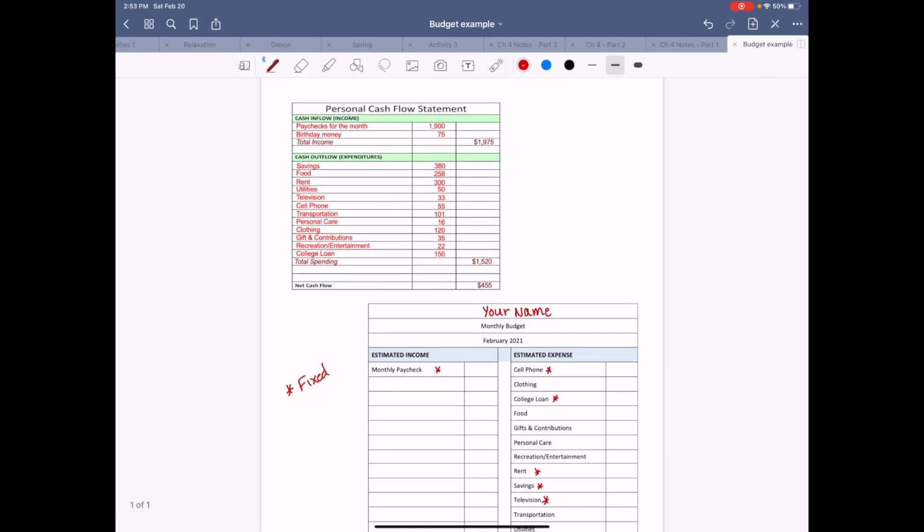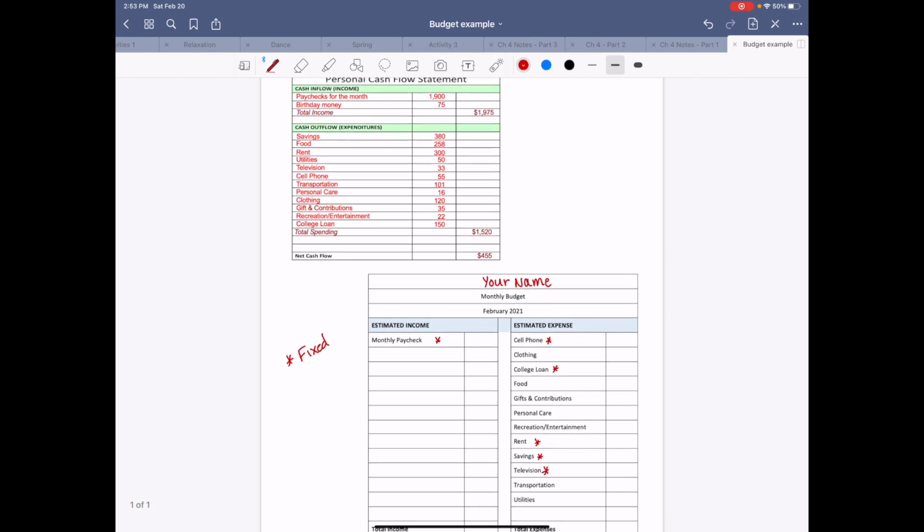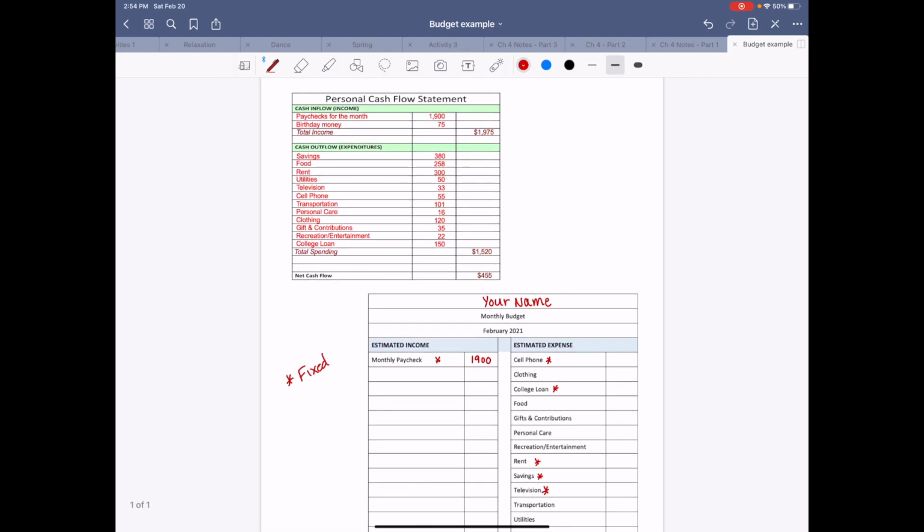Our monthly paycheck, if you look up here, is $1,900. Remember, our birthday money is not a fixed income because that only happens once a year. It'd be nice to get it every month, but we are going to receive $1,900 each month. So we know that our total income is going to be $1,900. So we have $1,900 to budget. Okay, our cell phone bill. If you look up here, our cell phone is $55. So I'm going to put it down here just to start with. That will be the same.